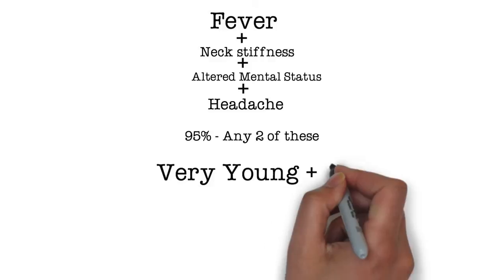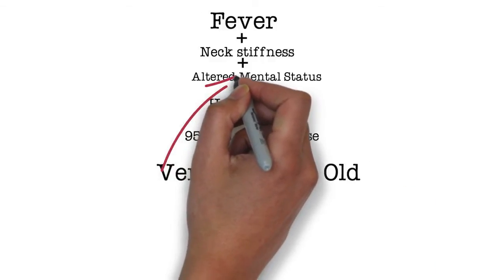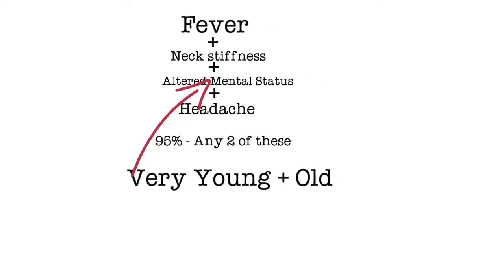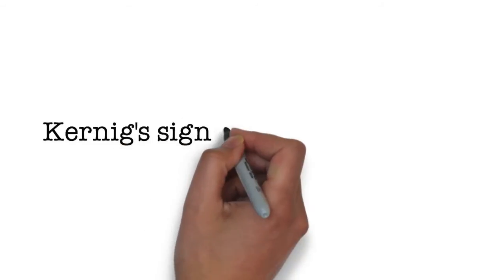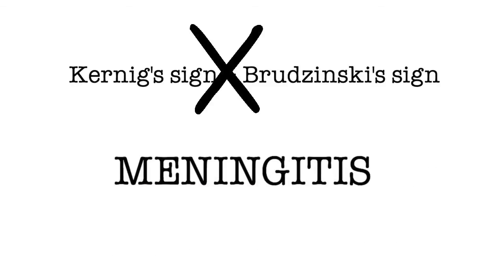Very young and old patients can only present with altered mental status. The absence of Kernig's and Brudzinski's sign does not exclude meningitis. Patients can still have meningitis.